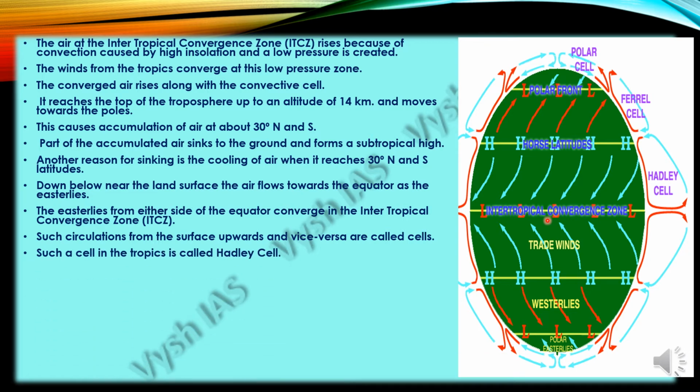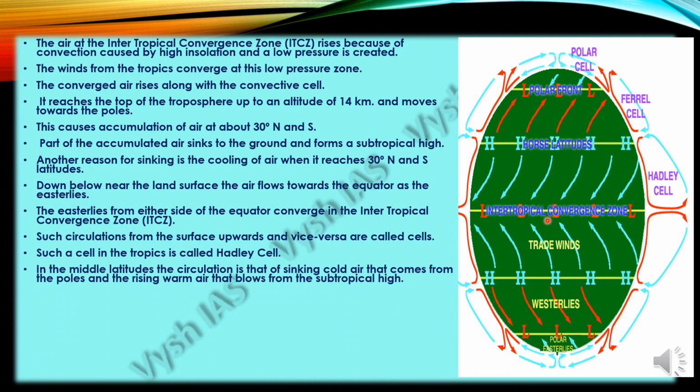Such a cell in the tropic region is called the Hadley cell, in the subtropical region it is known as the Ferrel cell, and in the polar region it is the polar cell. In the middle latitudes, the circulation of the sinking cold air, coming mainly from the poles, and the rising warm air that blows from the subtropical high will meet up. At the surface, these winds are called westerlies, and this cell is known as the Ferrel cell.